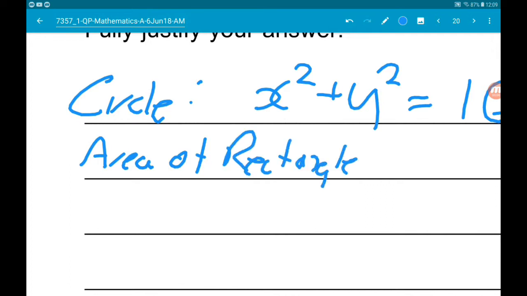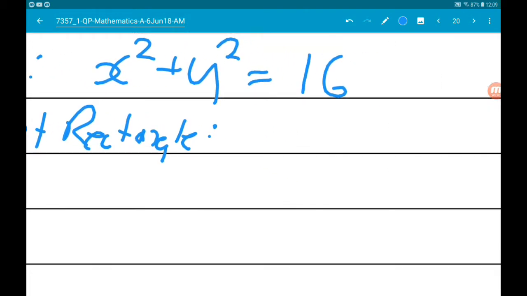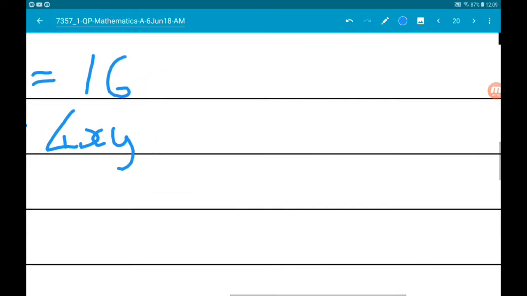So the area of the rectangle is 2x times 2y, which is going to be 4xy. Now it's that we want to maximize.